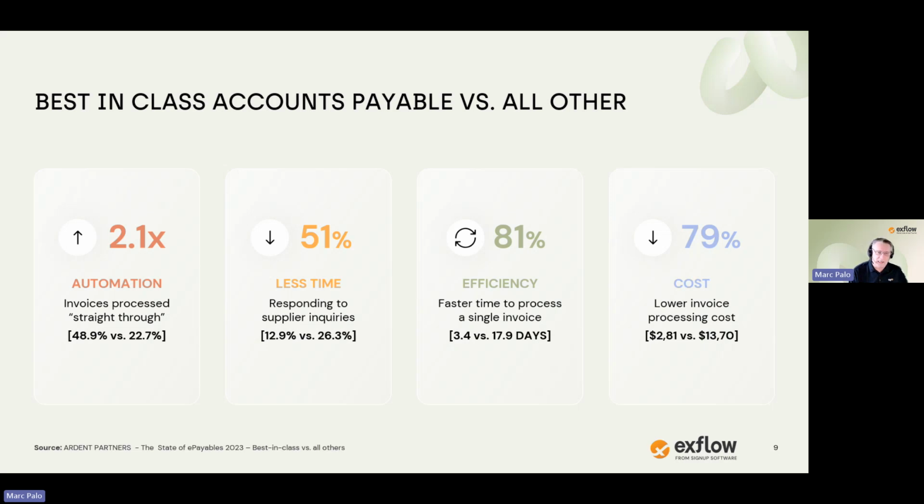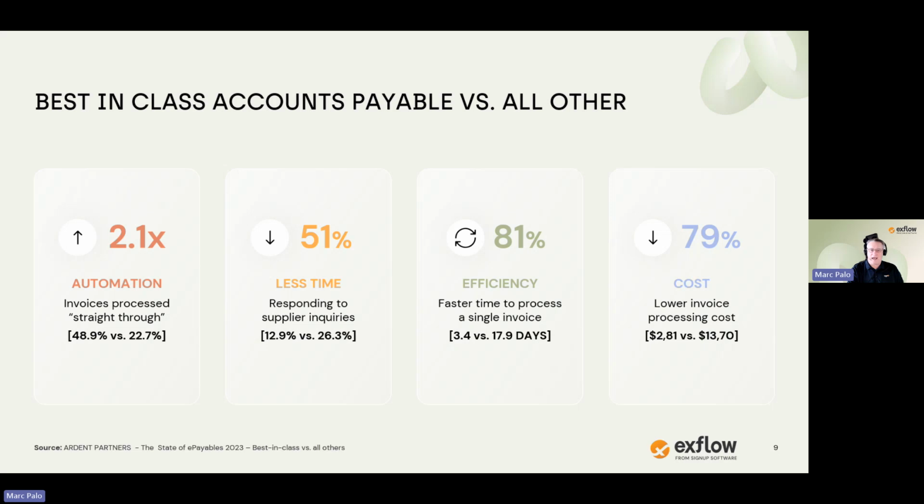And you can quickly see the detail here, and this is something to be very aware of, the automation we're going to bring to the table by implementing this product, right? So you got 2.1 times the automation and processing straight through. Okay, 51% less time responding to supplier inquiries in a manual environment, because we're going to help you automate all of those processes, including communications with your vendors.